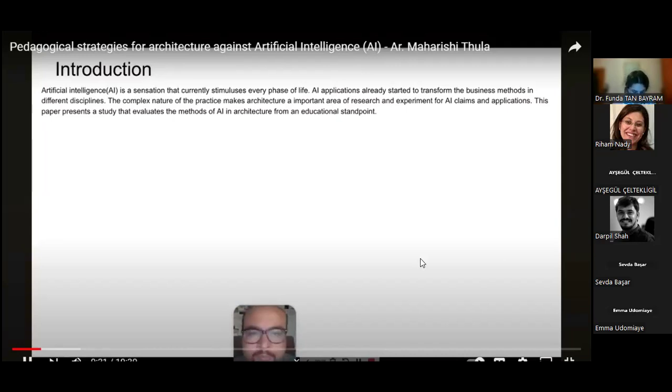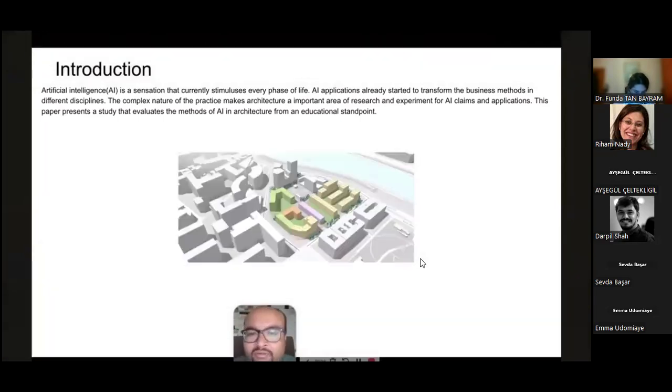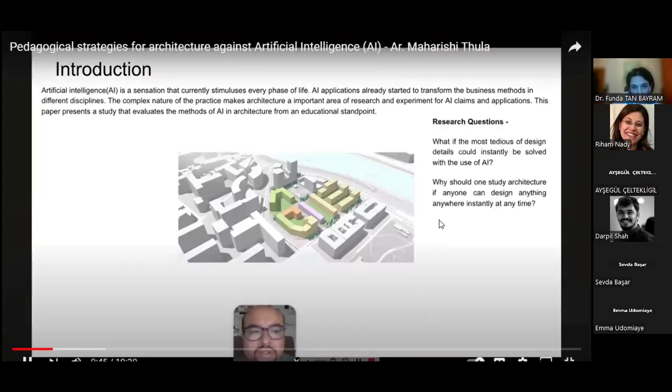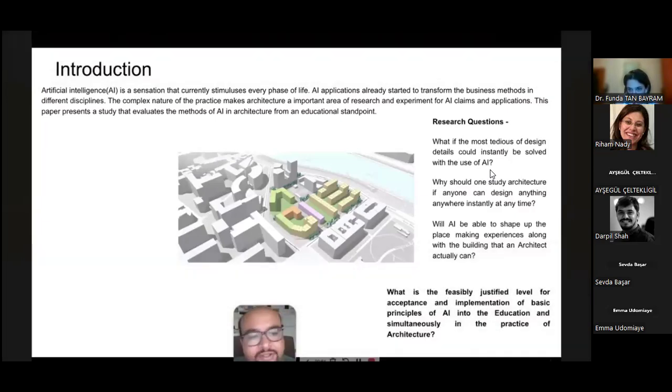After multiple discussions with practitioners, with academics, with professors, even during studios with different students, multiple questions arose during this analysis. Out of all the questions, the common question, if I try to create it as a statement, is: what is the feasibly justified level for acceptance and implementation of basic principles of AI into education and simultaneously into the practice of architecture?